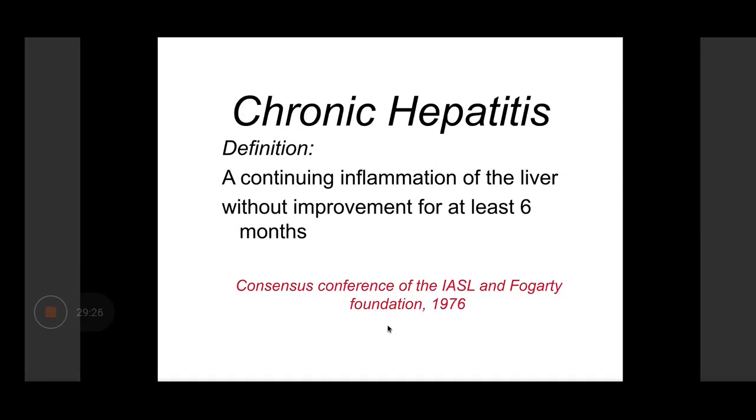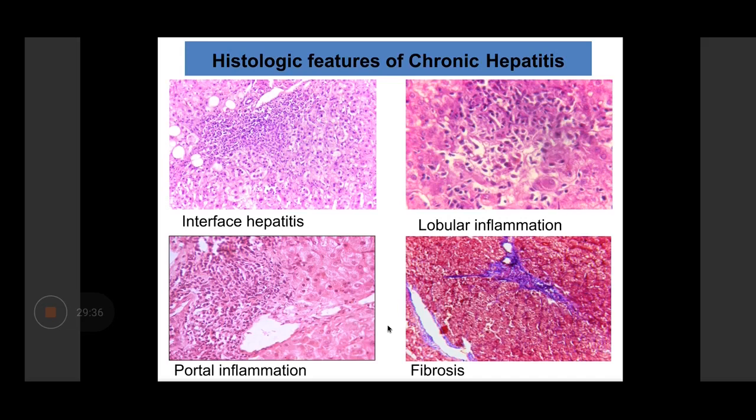So the definition of chronic hepatitis is a continuing inflammation of the liver without improvement for at least 6 months, especially when we're talking about viral hepatitis B. The histological features are, these four features form the histological hallmarks of chronic hepatitis.